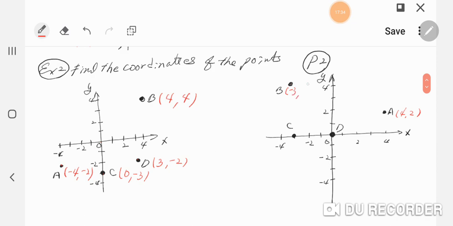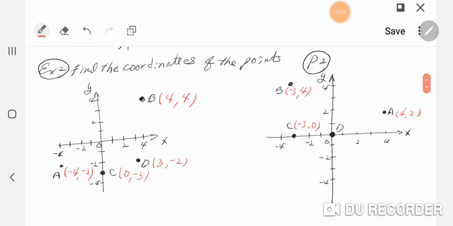And bring this point to the number line y. Then the y value is 4, right? 4. So you can do it this way. And C is, okay, this point is on the -3, so y equals -3. And then this point is not moving up or down, so the y value is 0.